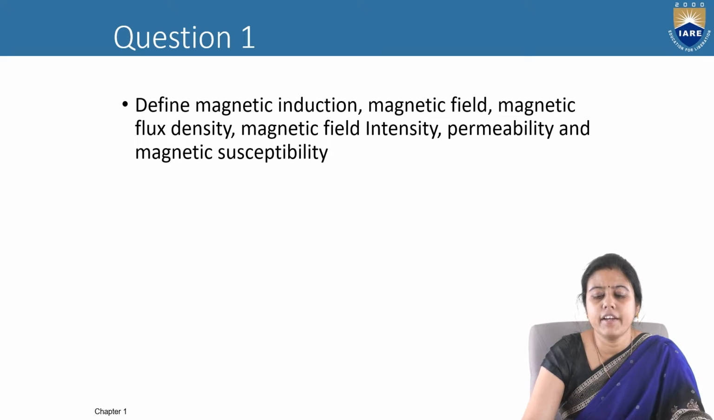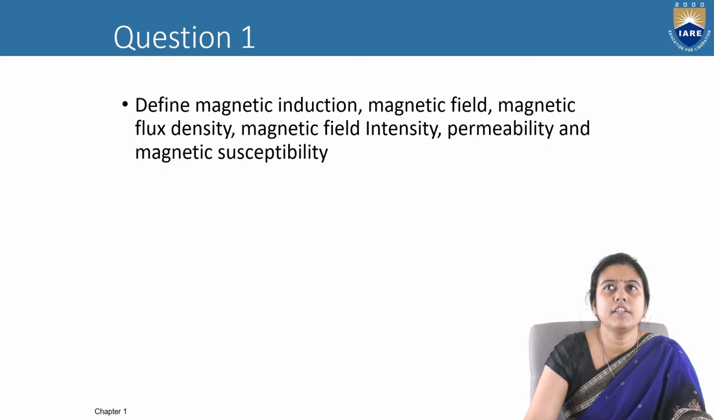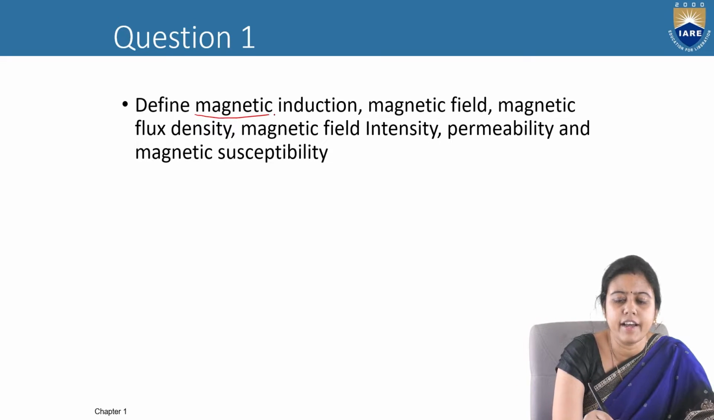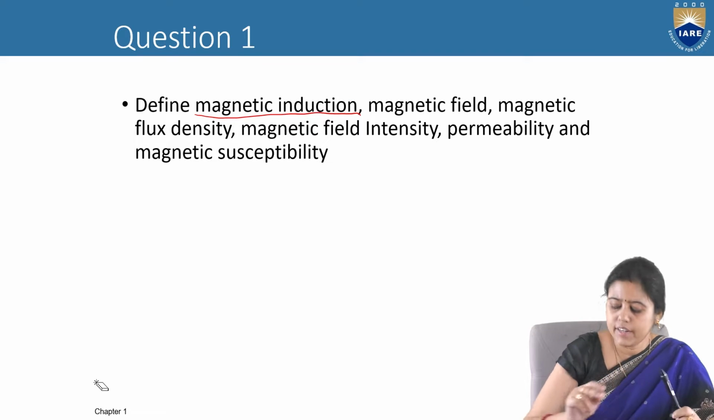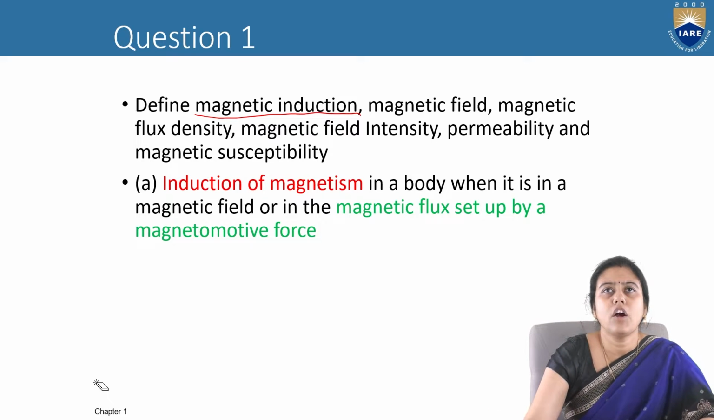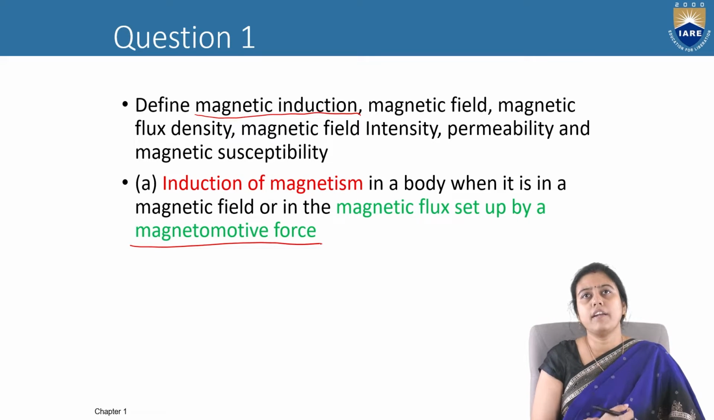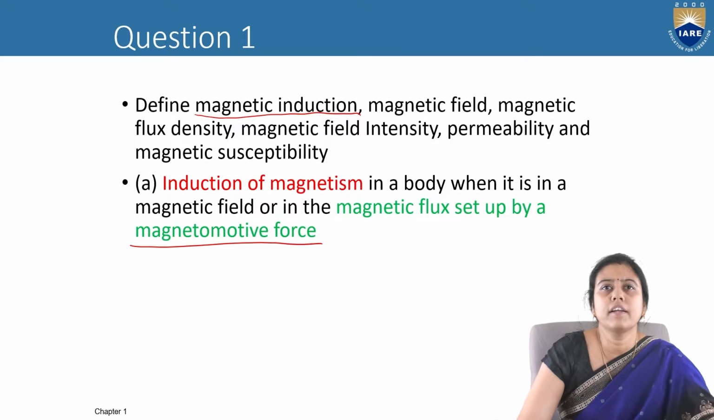Define magnetic induction, magnetic field, magnetic flux density, magnetic field intensity, permeability, and magnetic susceptibility. So this is a definition type question. We will start with magnetic induction. What is magnetic induction? Induction of magnetism in a body when it is in a magnetic field, or any magnetic flux set up by the magnetomotive force, we can tell is the magnetic induction.